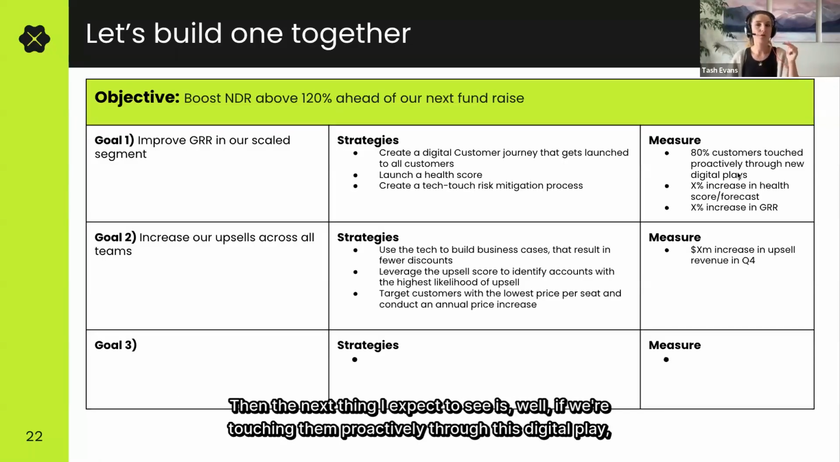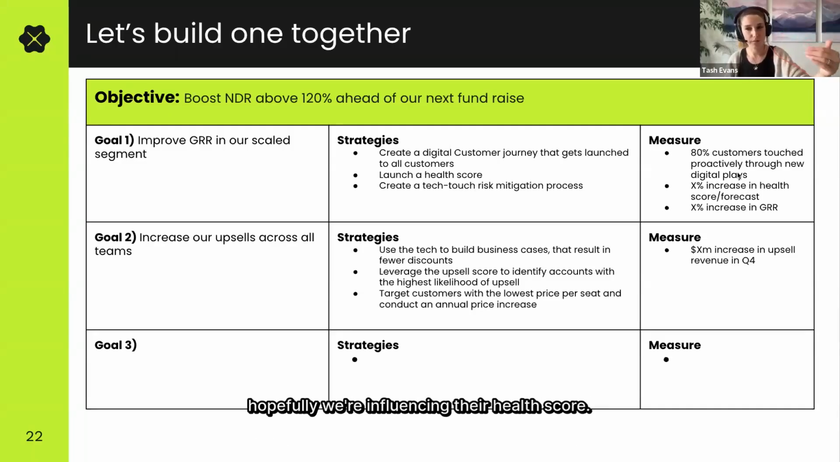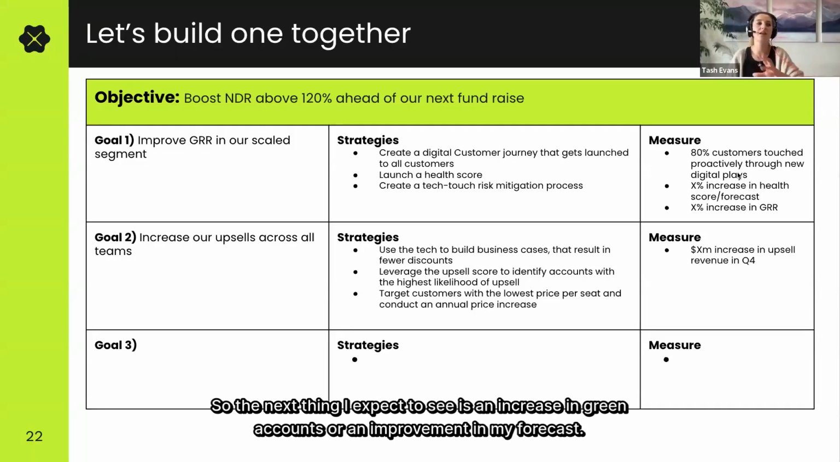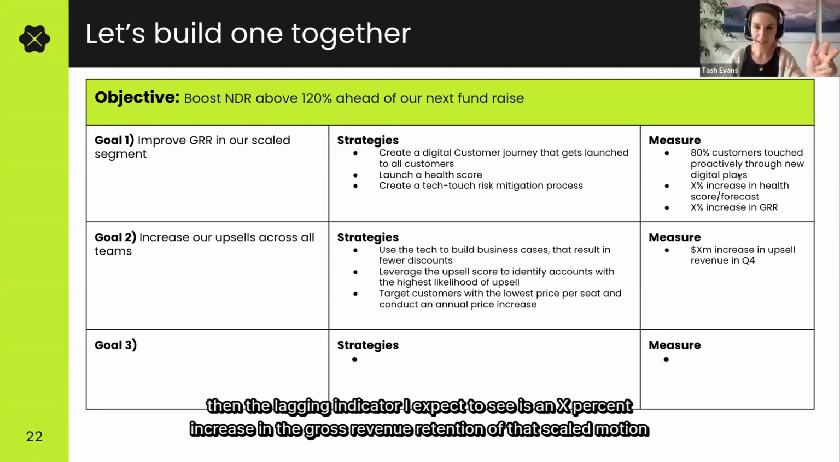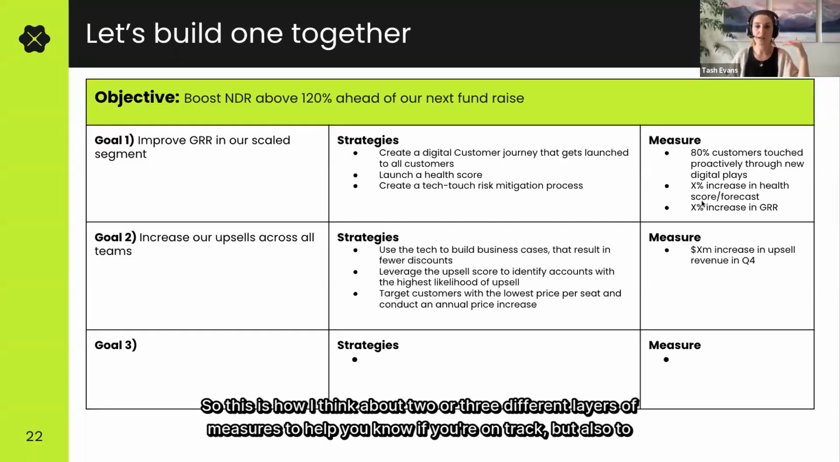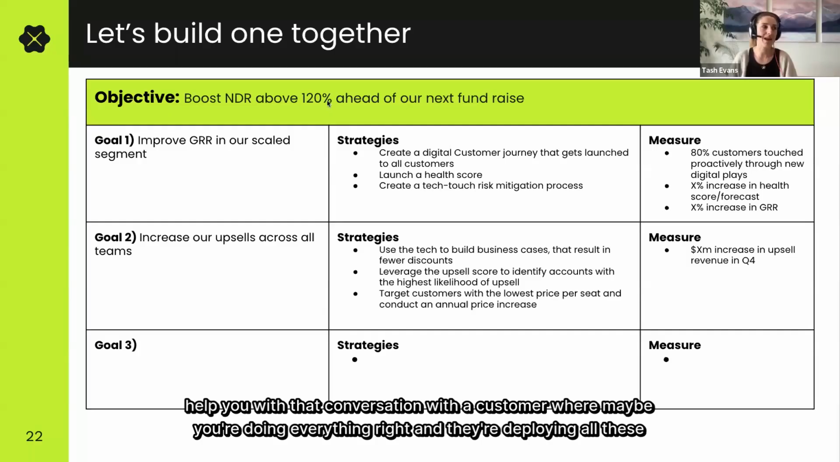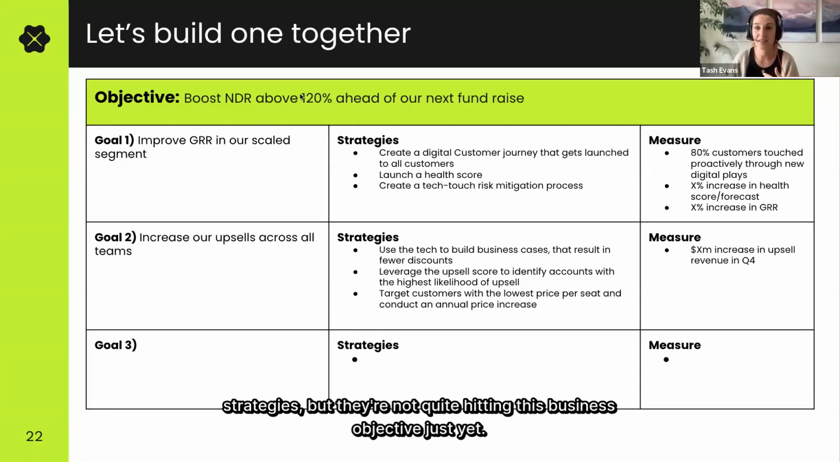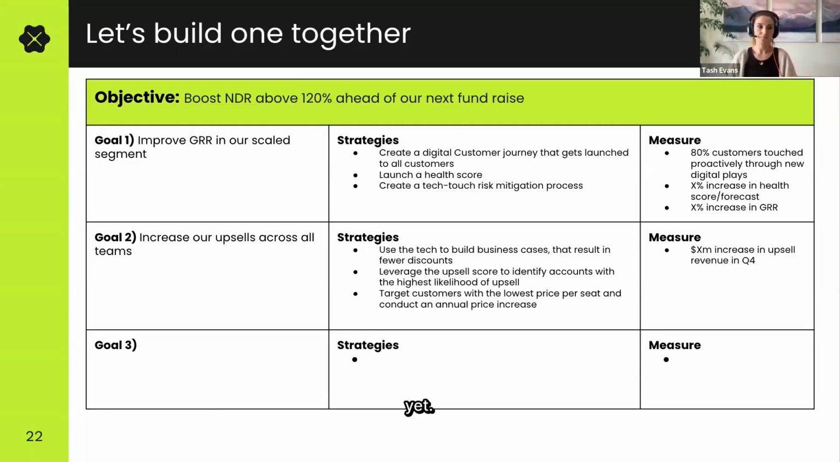Then the next thing I expect to see is, well, if we're touching them proactively through this digital play, hopefully we're influencing their health score. So the next thing I expect to see is an increase in green accounts or an improvement in my forecast. Then the lagging indicator I expect to see is an X% increase in the gross revenue retention of that scaled motion, as an example. So this is how I think about 2 or 3 different layers of measures to help you know if you're on track, but also to help you with that conversation with a customer where maybe you're doing everything right and they're deploying all these strategies, but they're not quite hitting this business objective just yet.